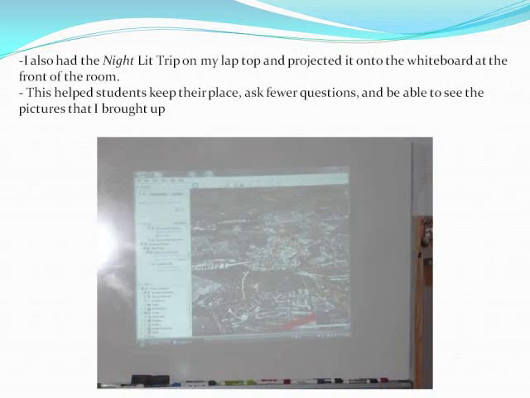I also had the Lit Trip projected onto the whiteboard at the front of the room, running off my laptop. This isn't a very good picture, but this is a picture of it projected at the front of the room. And I thought this would allow students to help keep their place, and if they lost track, be able to answer questions and see some of the pictures that I brought up.